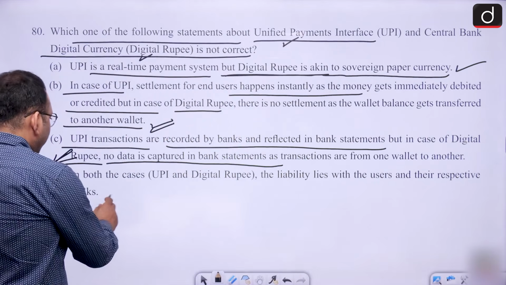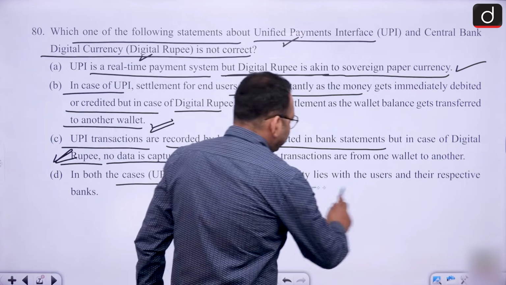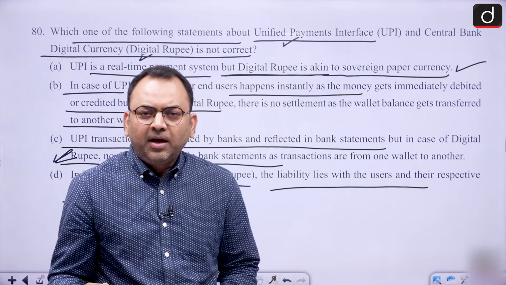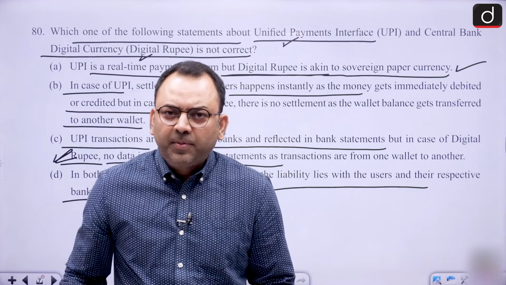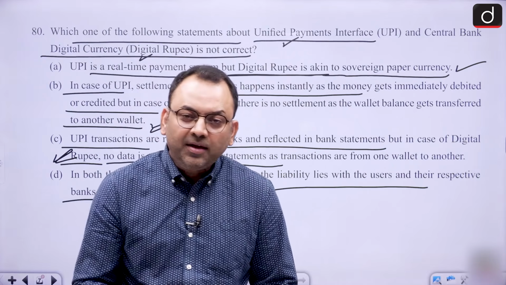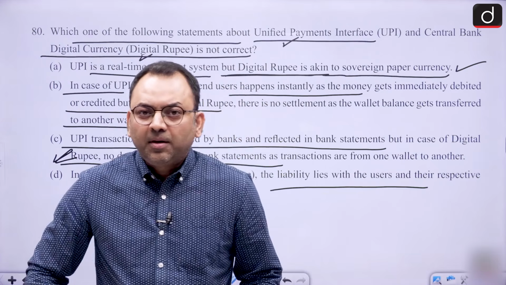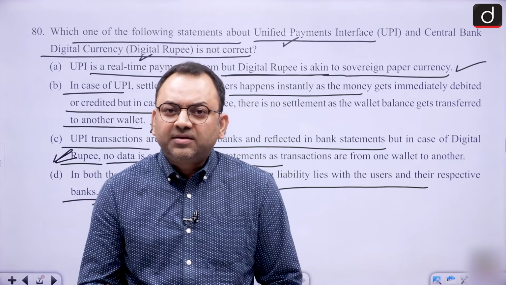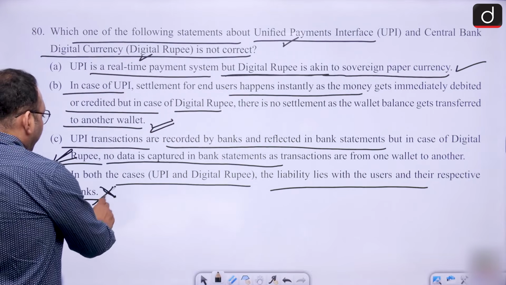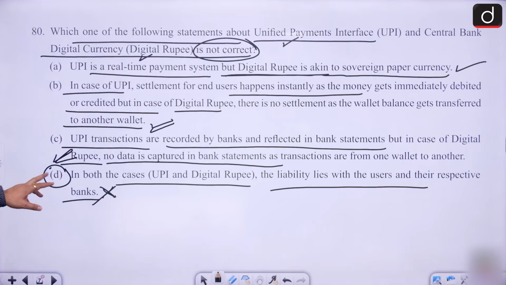So this is incorrect because it says that in both the cases the liability lies with the users and the respective banks. It's not correct because CBDC is nothing but a digital form of the paper currency. So in the same case, in the same rupee, RBI has total liability. If the money is not getting you something, you can go to RBI and ask for a compensation because every currency is a liability of RBI. So that's why this is incorrect, but this is the right answer because the question is about which is not correct. The answer becomes, friends, D.